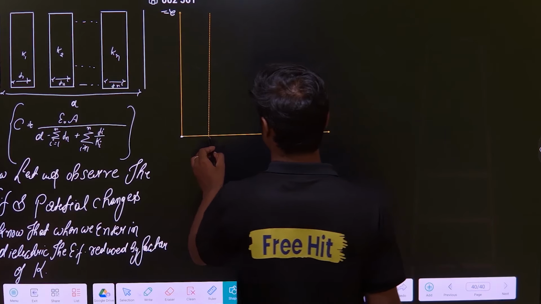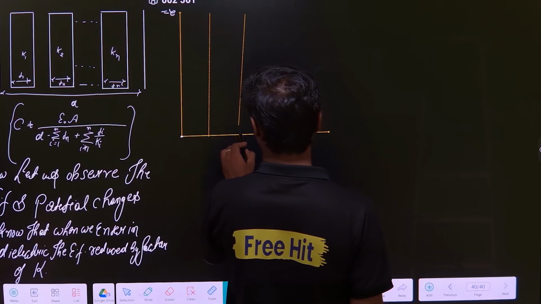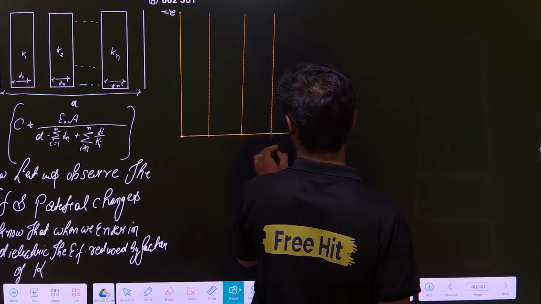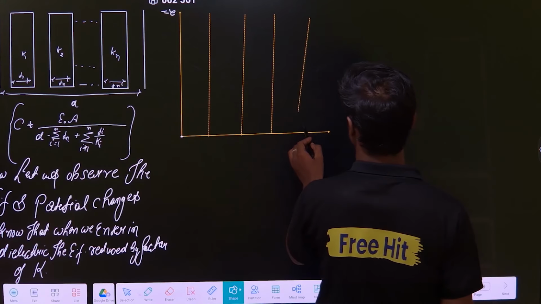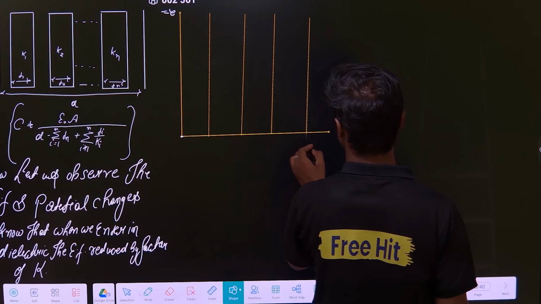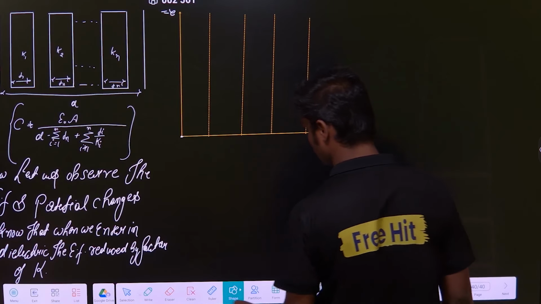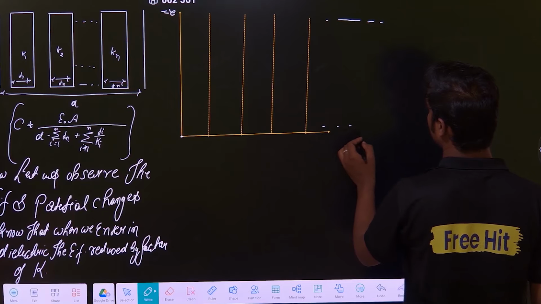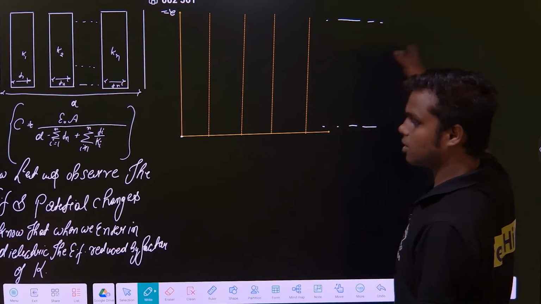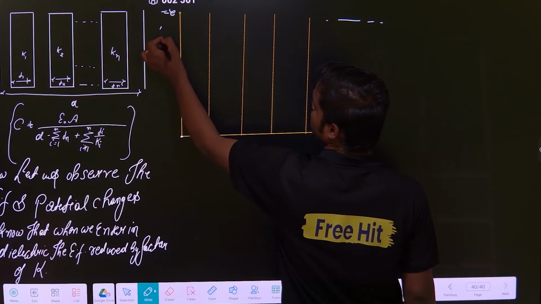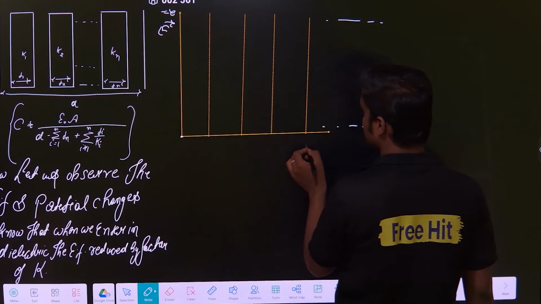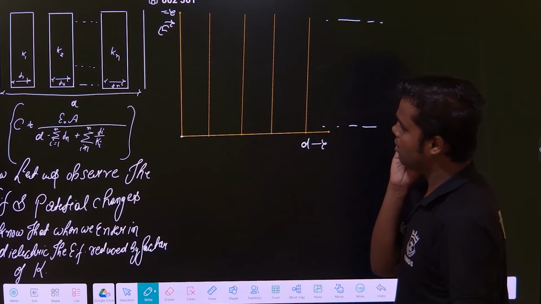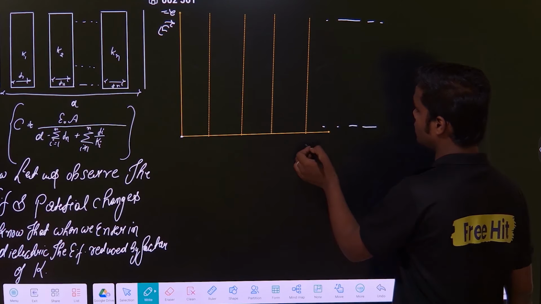Are you getting my point? Like this, and so on, you can go up to like this. This graph will continue. So this is the electric field and this is the distance. You can write it as some variable.